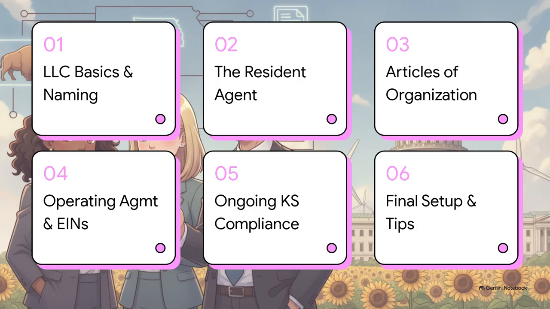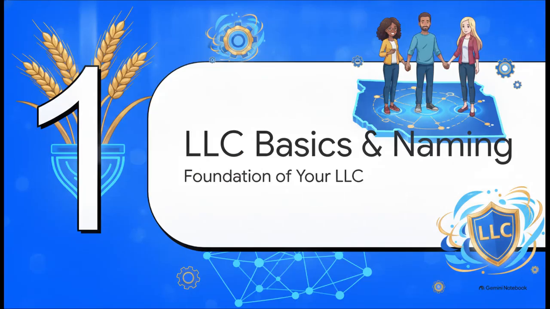Here is our roadmap to turn your concept into a fully compliant Kansas entity. We'll be hitting LLC basics and naming, the resident agent requirement, filing your articles of organization, setting up operating agreements and EINs, handling ongoing Kansas compliance, and finally some crucial setup tips. All right, Section 1, LLC Basics and Naming.